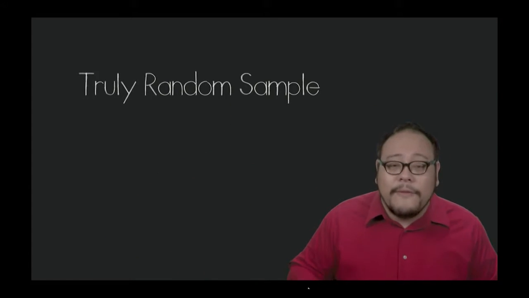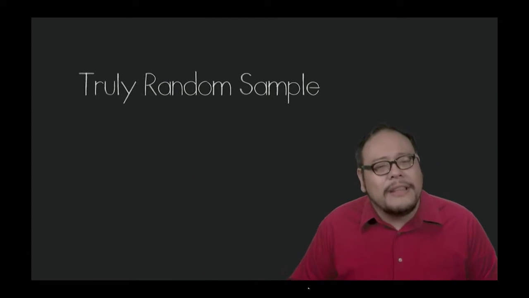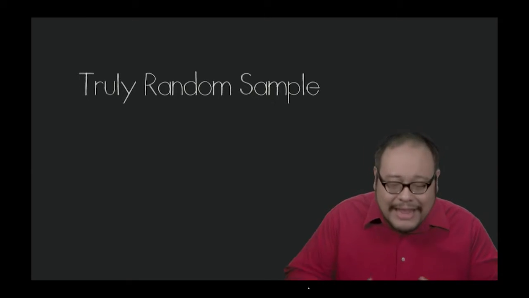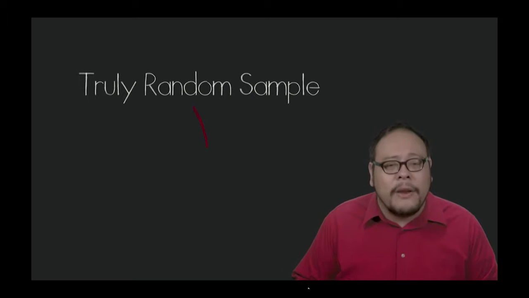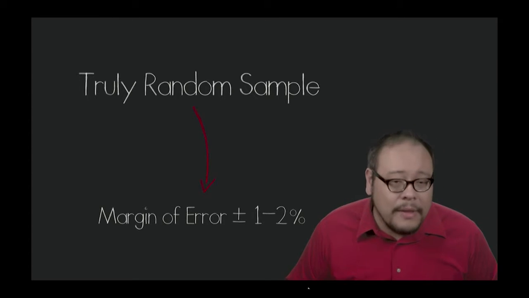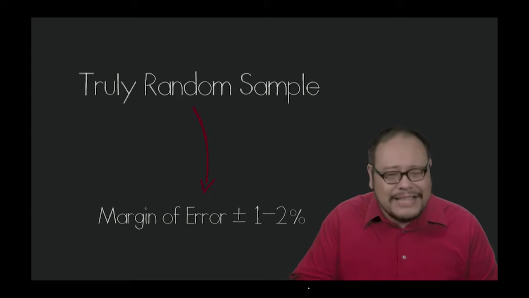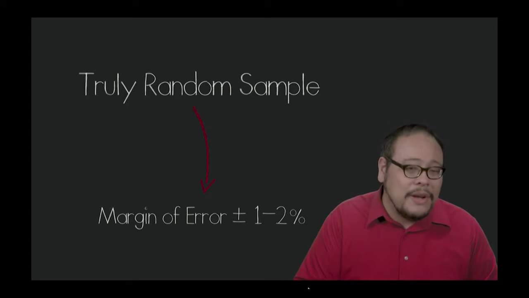Without getting too deep in the math, if your sample is truly random and free from bias, then you can calculate the margin of error, and in turn, it turns out that you really don't need that big a sample to get a margin of error down to 1 to 2%. But that's only if your sample is truly random, and that's not necessarily an easy task to accomplish.